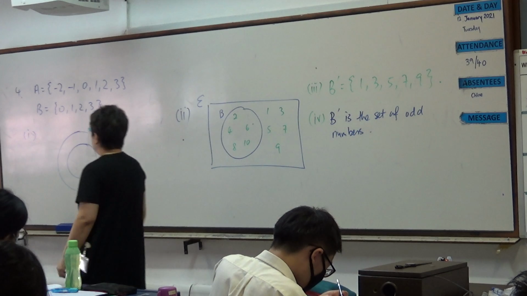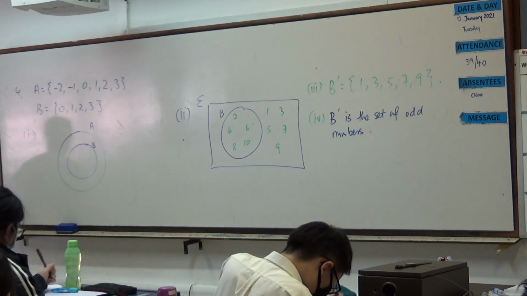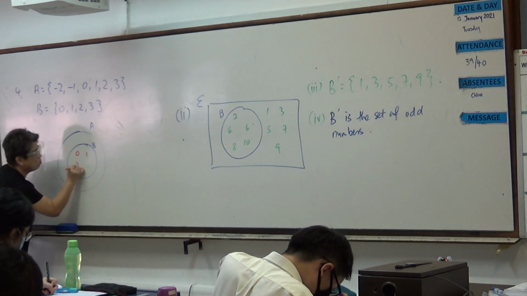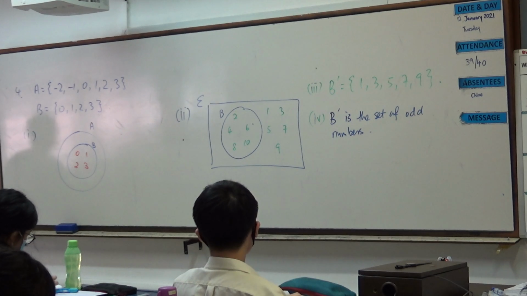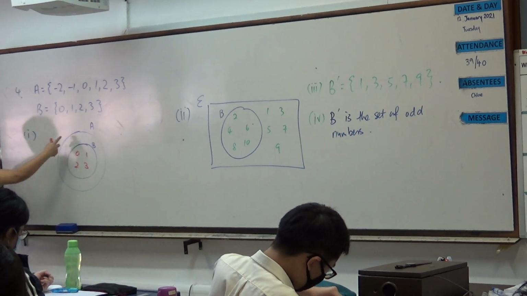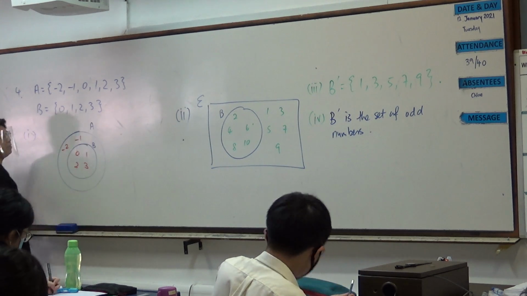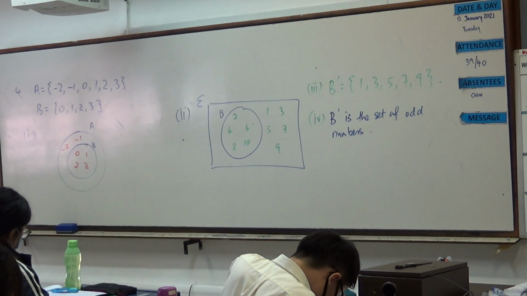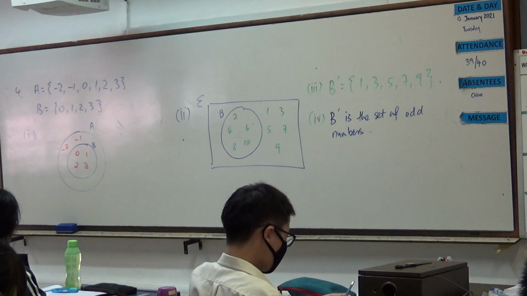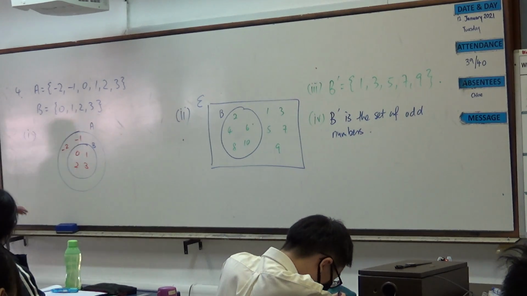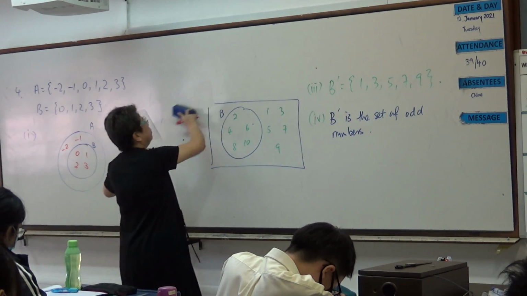Okay, what do I write inside B? 0, 1, 2, and what should I write at this outer layer? Negative 2 and negative 1, right? Agree? Agree? Okay, good. Now, next part, part 2.